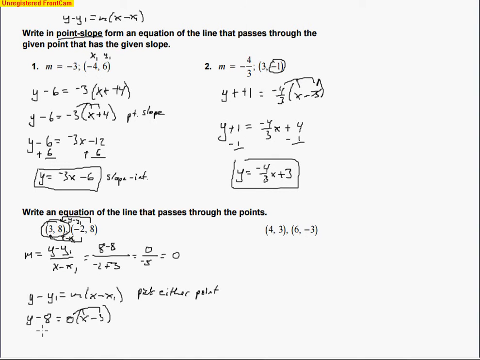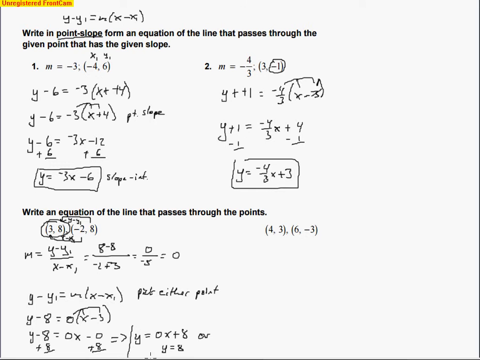So I distribute, and I have y minus 8 equals 0x minus 0. So I'm adding 8 to all sides, and I've got the answer right here. Y equals 0x plus 8. So 0x, remember 0 is the slope, you can write that as y equals 8.